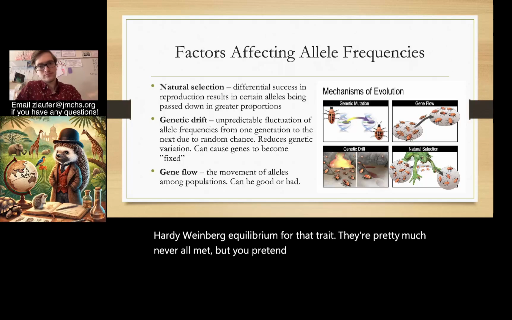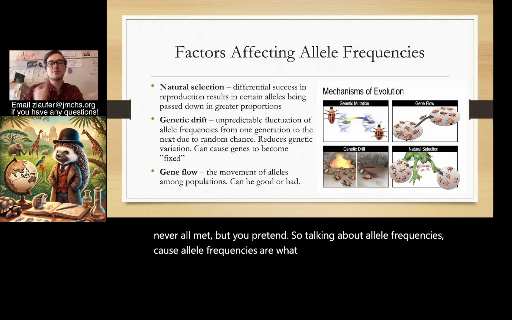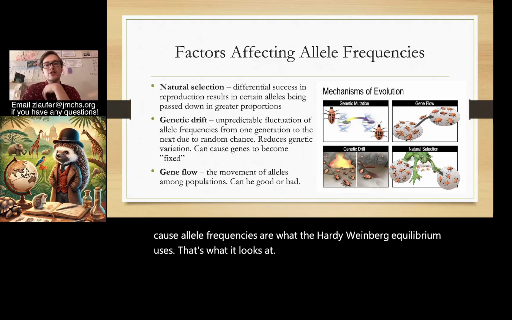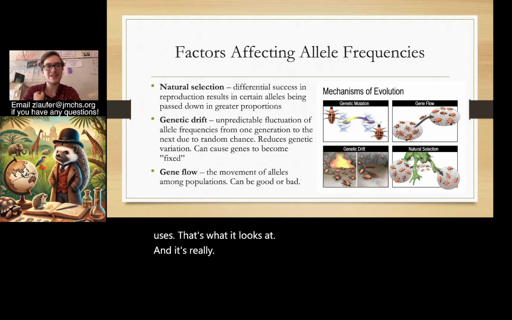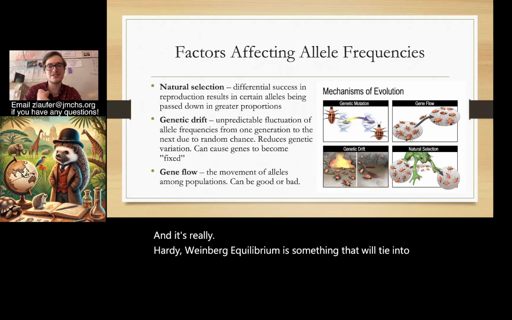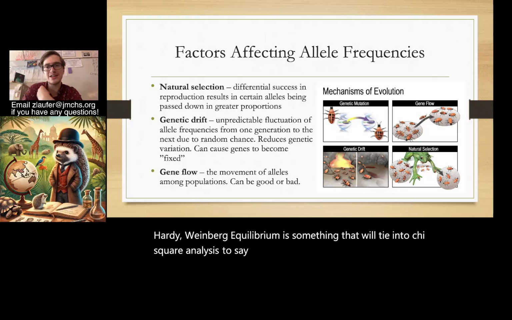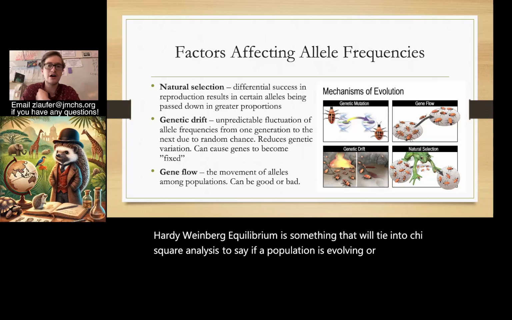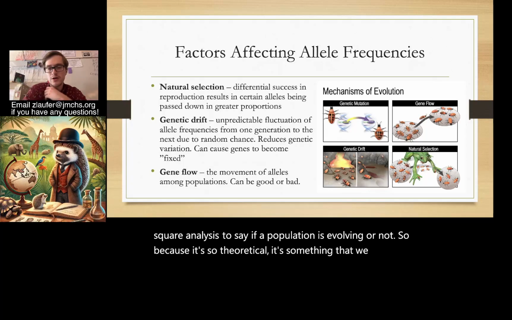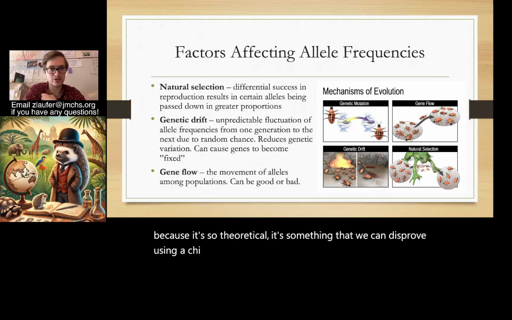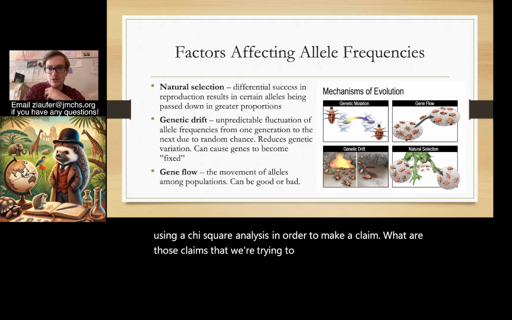So, talking about allele frequencies, because allele frequencies are what the Hardy-Weinberg equilibrium uses. That's what it looks at. Hardy-Weinberg equilibrium is something that will tie into chi-square analysis to say if a population is evolving or not. Because it's so theoretical, it's something that we can disprove using a chi-square analysis in order to make a claim. The claims that we're trying to make are often one of a few.